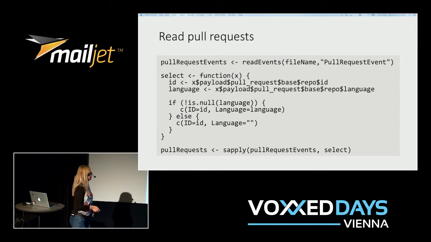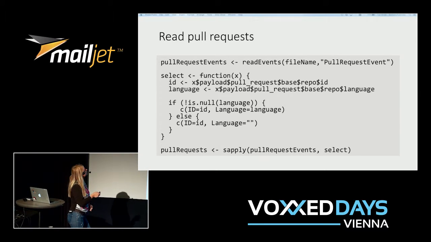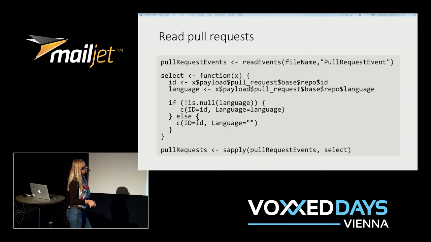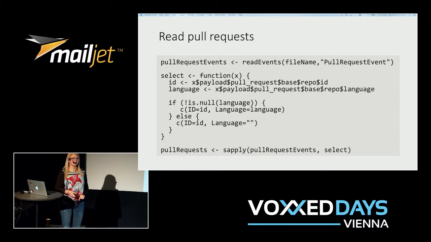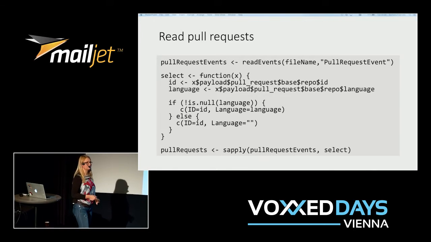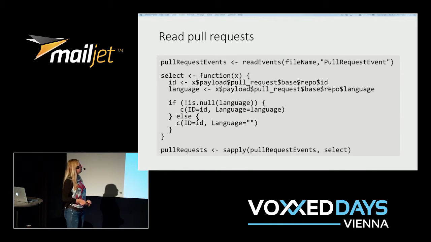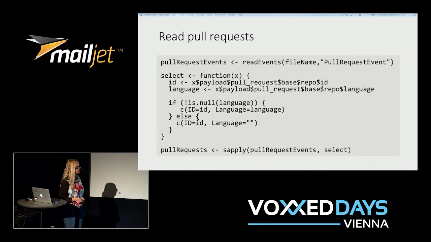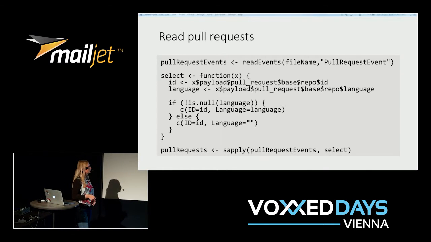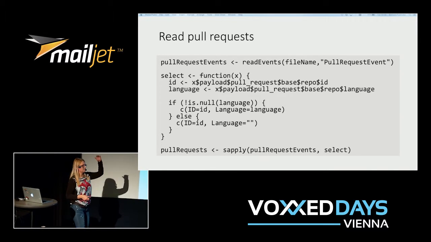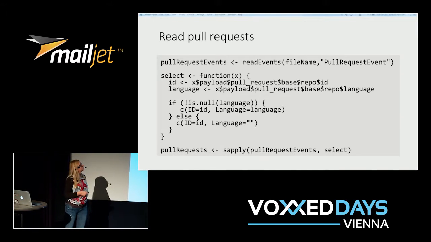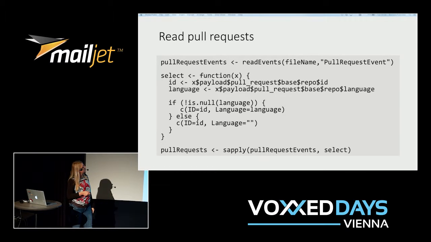So we just use sapply with this select function. You could easily just put this function in here, but I don't know if that's clean code and if that would be clear for anyone. And this function in this way, of course, can be reused. So now we have our pull requests as a vector of values, ID and language.